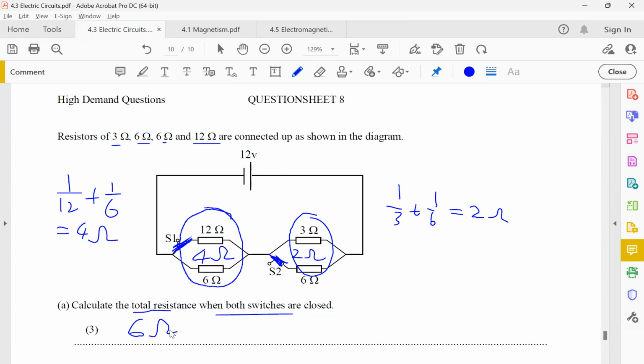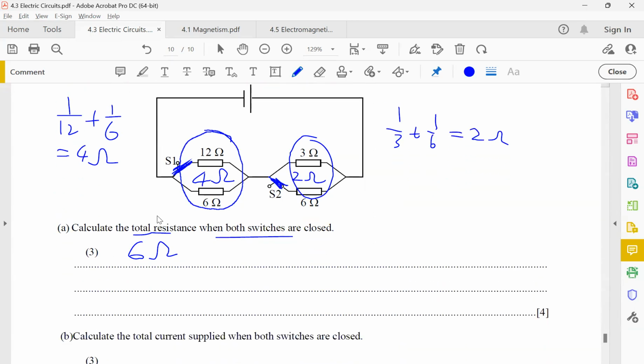Did you skip the whole question because you couldn't do the first one? Okay, guys, this is how you get 6 ohms. You are not supposed to do 1 over everything. If it's 1 over everything, then they'll all be in blocks, like resistance.